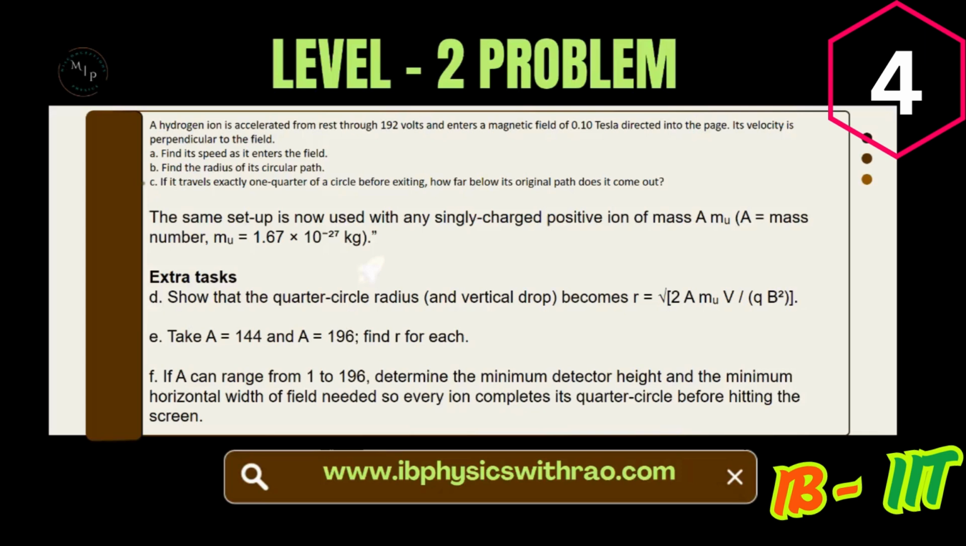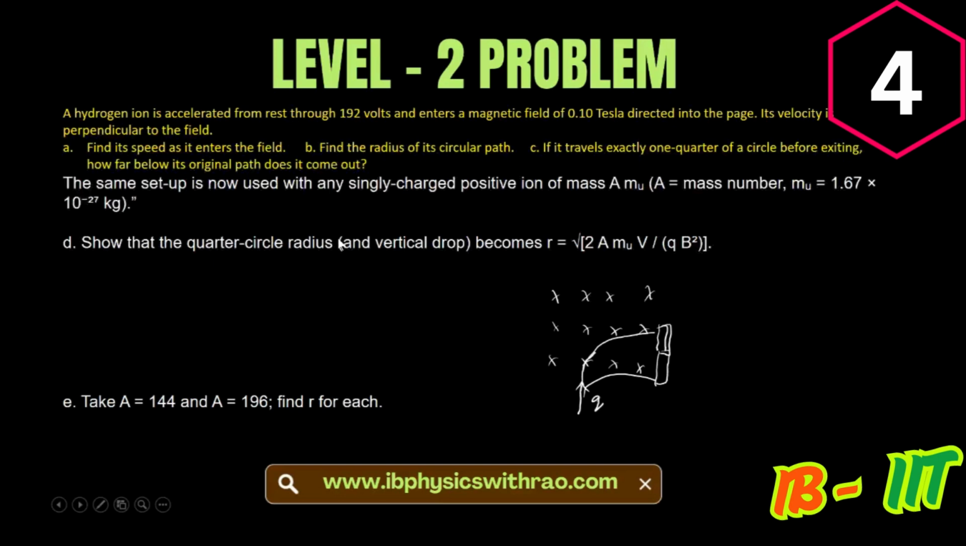Now, why should it depend on mass number? If you ask me this question, then the question is answered over here. It tells you that the radius of this path depends upon the mass number by this formula, which you need to prove. Now, first thing is we need to prove this and then we need to come to this question. Okay, now let us start proving this.